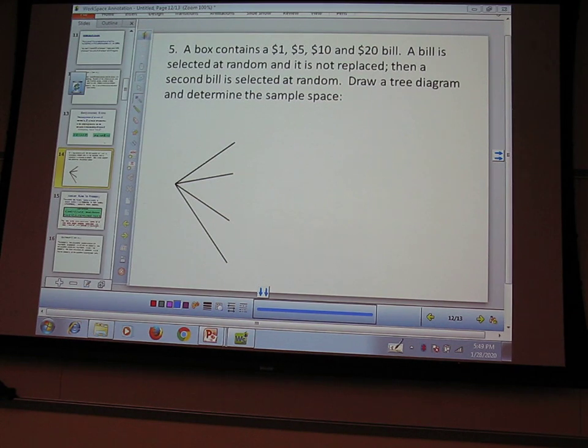1, 5, 10, or 20. So that should be your outcomes, right? That should be your first decision you make. From each of those, you don't replace it, you keep it, you draw another one. Right, so you have a second draw off of each one of those spots. So go ahead and take a couple minutes, make that tree.